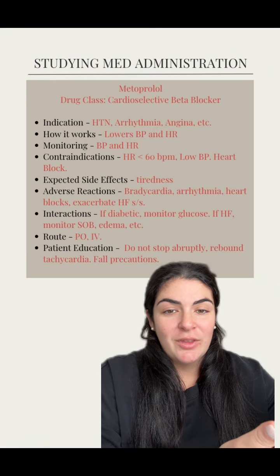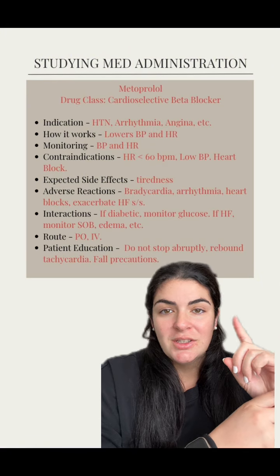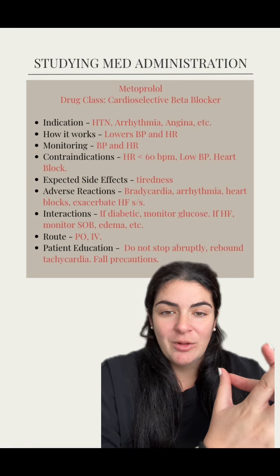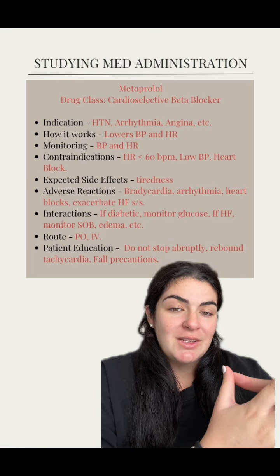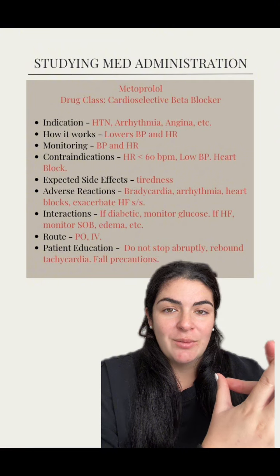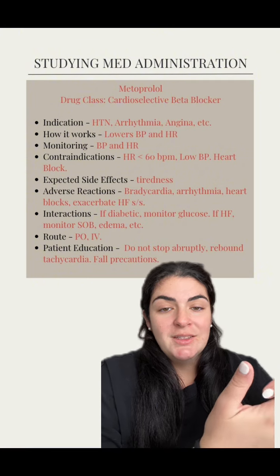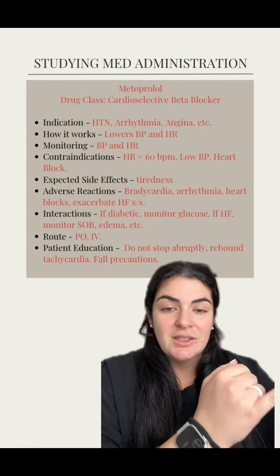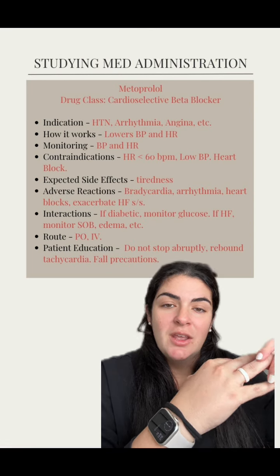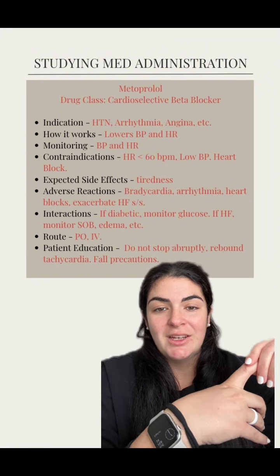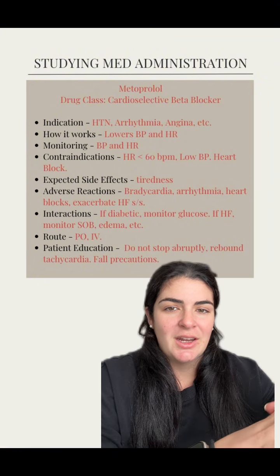And let's do that with a commonly tested medication, which is Metoprolol. It belongs to the drug class of cardioselective beta blockers. Cardioselective means that it only works on beta 1 receptors, means that it's only working on the heart. Now, you might see metoprolol prescribed for things such as high blood pressure like hypertension, arrhythmias such as atrial fibrillation, angina, and other indications, but these are the top 3 ticket items.